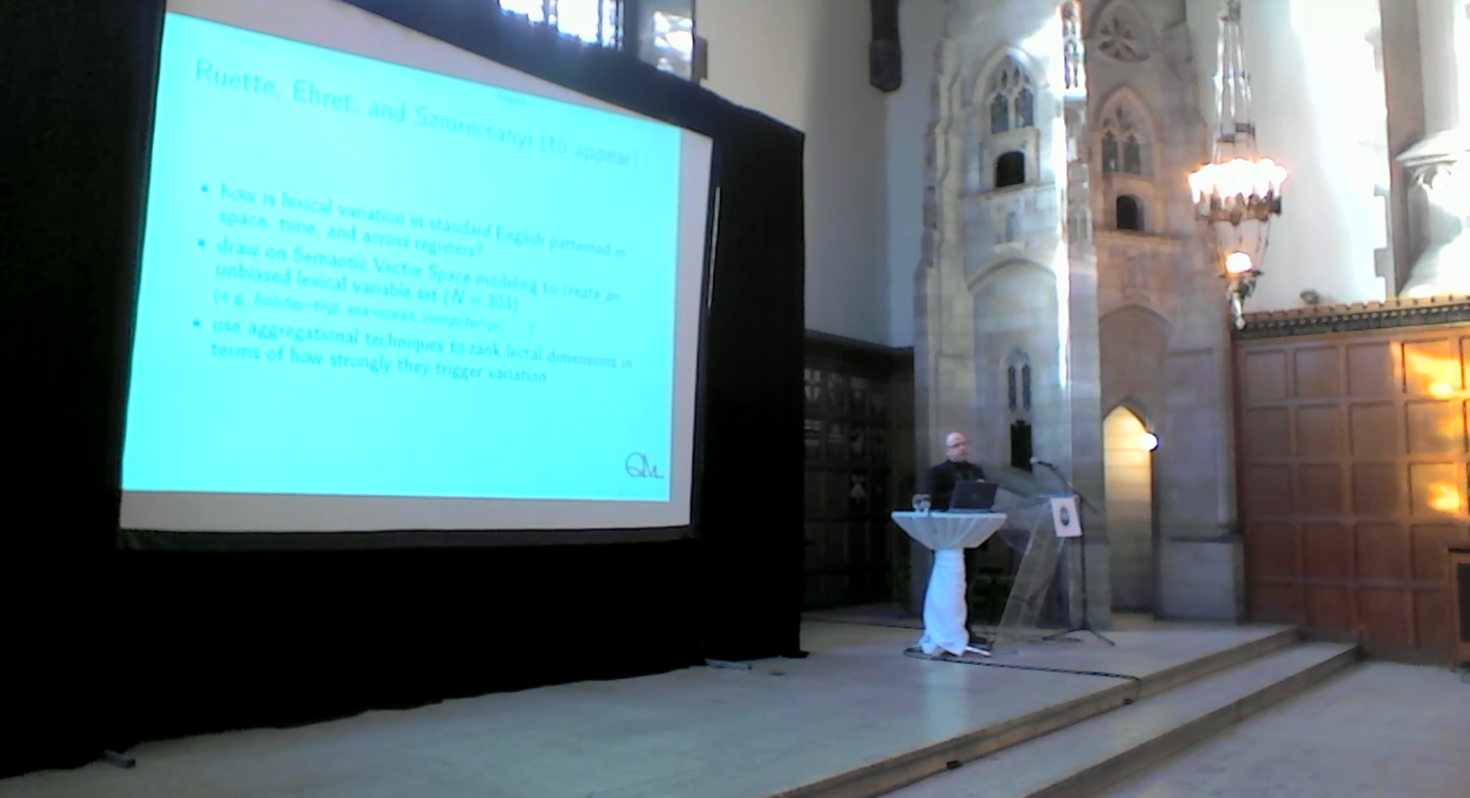Okay, two studies to show how and why register-induced variation may be interesting. Rütten et al. is a study that will appear shortly in the International Journal of Corpus Linguistics. And what we do is we study lexical variation in standard English and investigate the extent to which it is patterned in space, time, and across registers. We draw on semantic vector space modeling to create an unbiased lexical variable set comprising no fewer than 300 lexical variables: holiday, trip, sea, ocean, computer, PC, truck, lorry, and so on and so forth. And then we use aggregational techniques, so I could have mentioned this study in the previous section as well, to rank the lectal dimensions in terms of how strongly they trigger variation.